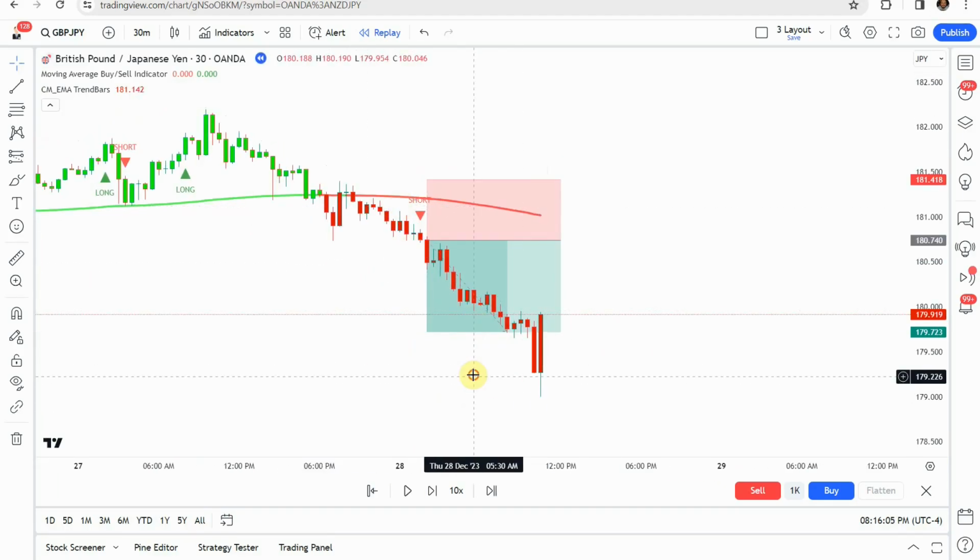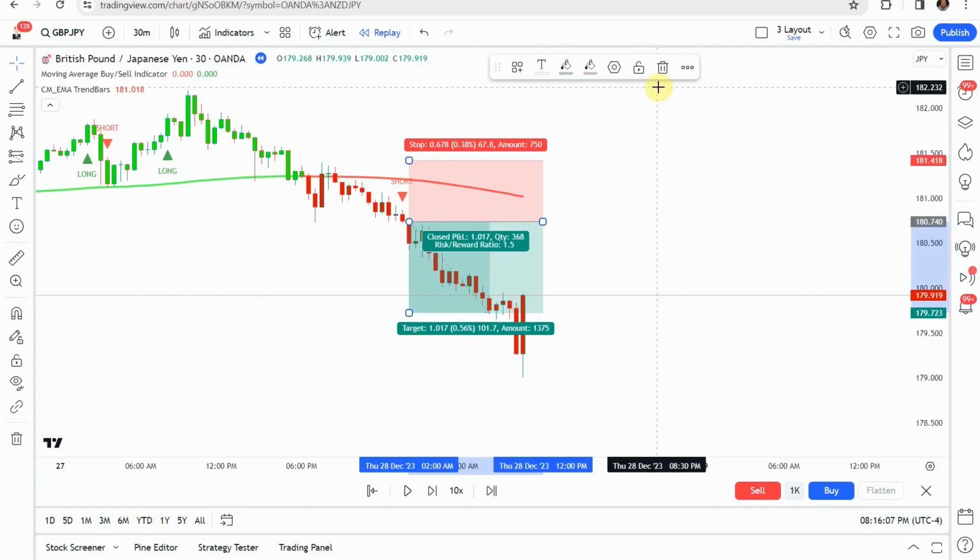And again, we get a really nice push, getting us to our take profit once again. Alright, so that puts us at the end of the testing right there.